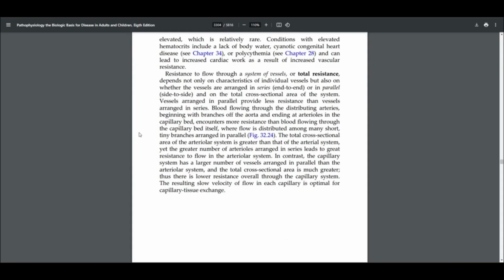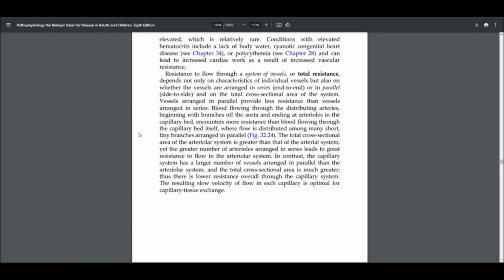Resistance to flow through a system of vessels, or total resistance, depends not only on characteristics of individual vessels, but also on whether the vessels are arranged in series, end to end, or parallel, side to side, and on the total cross-sectional areas of the system. Vessels arranged in parallel provide less resistance than vessels that are arranged in series.